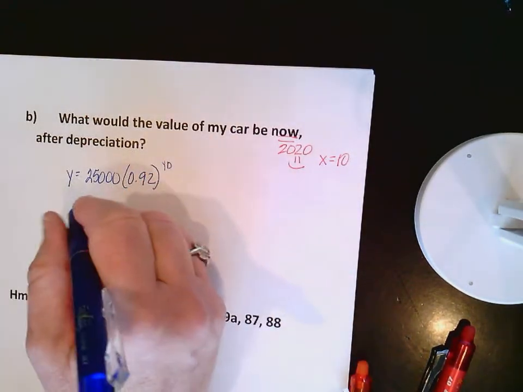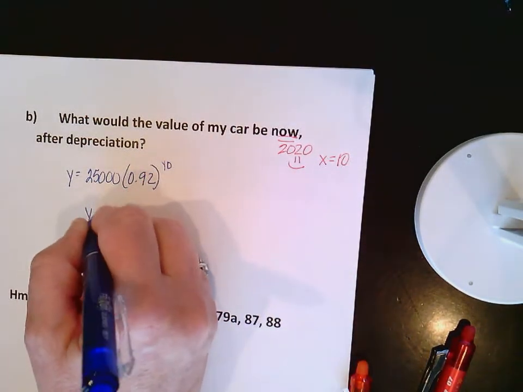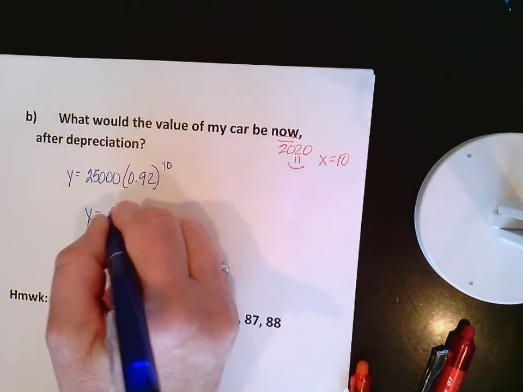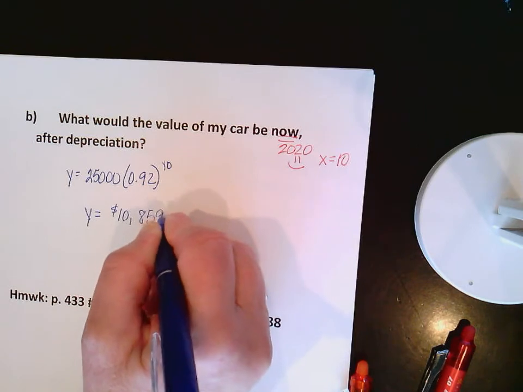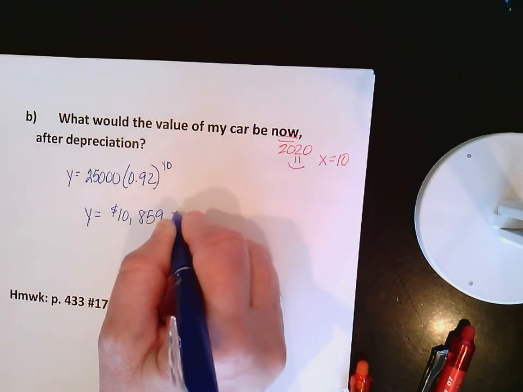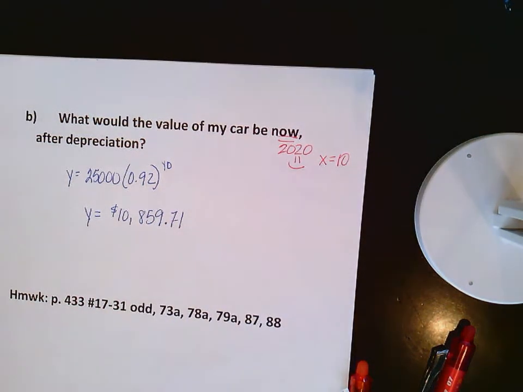And when you work that out, my car has gone down to 10,859.71. It's worth less than half. Okay, and those are my examples for today, day 2.